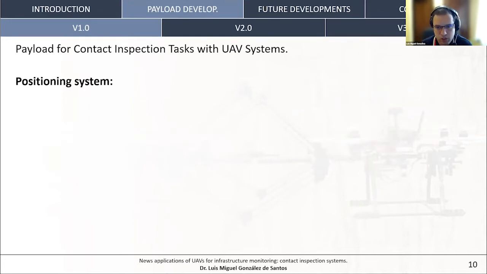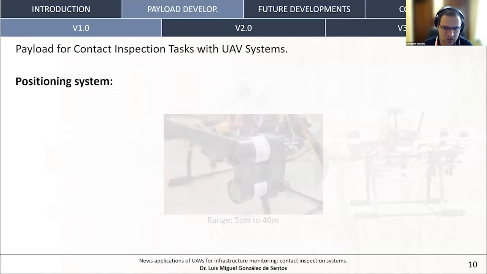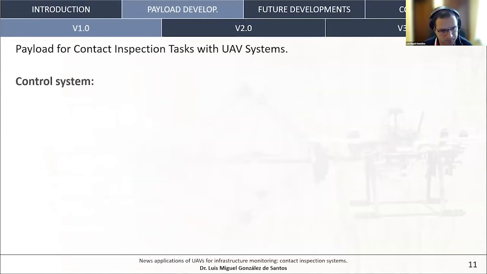All the versions developed use the same positioning system that basically consists of 2 parallel distance sensors installed on each side of the UAV and oriented forward. With these 2 distances, the system calculates both the distance between the UAV and the structure and the angle they form. In this case, the system used 2 LiDAR-Lite sensors, which are time of flight sensors with a range from 5 centimeters to 40 meters. And once the payload was installed on the UAV, the positioning system was calibrated.